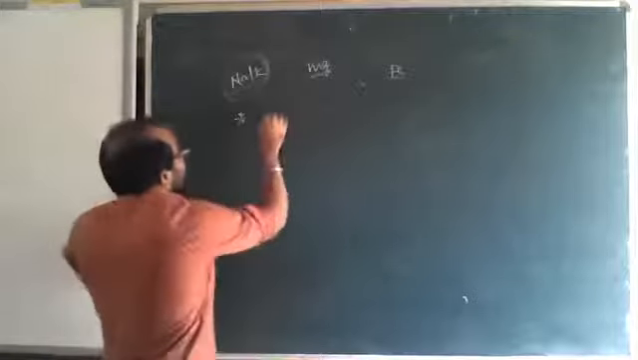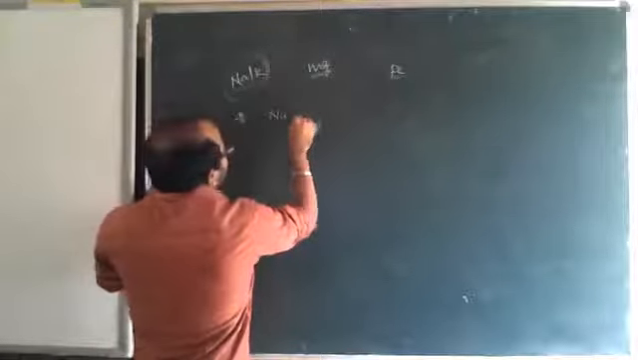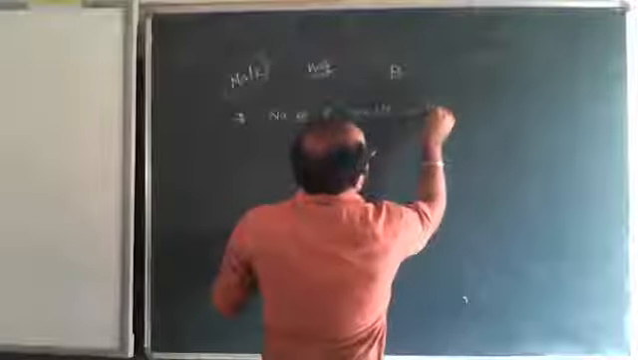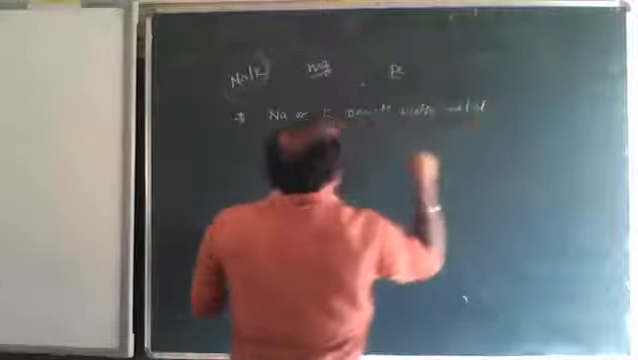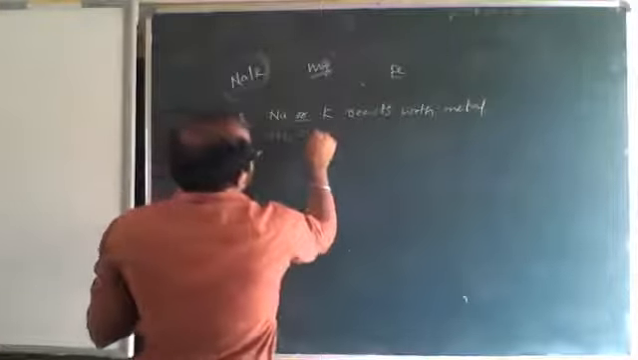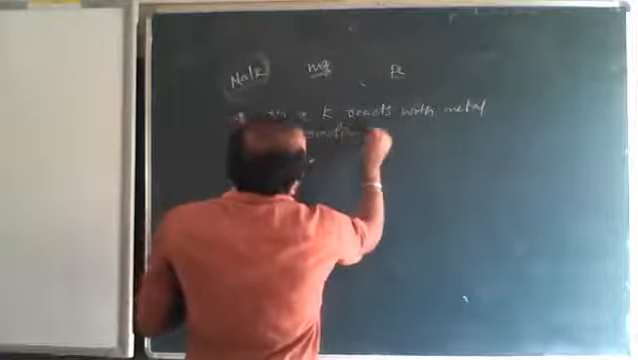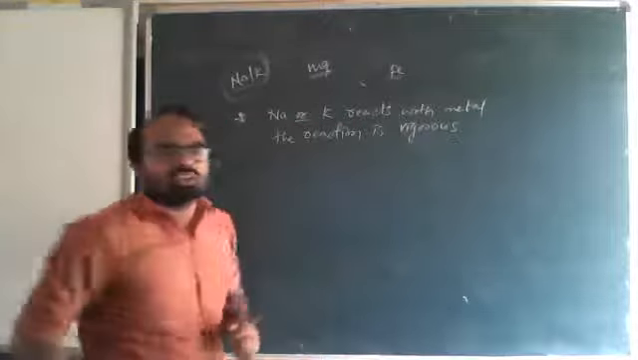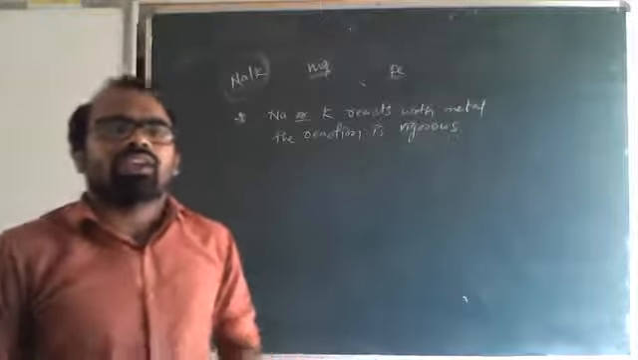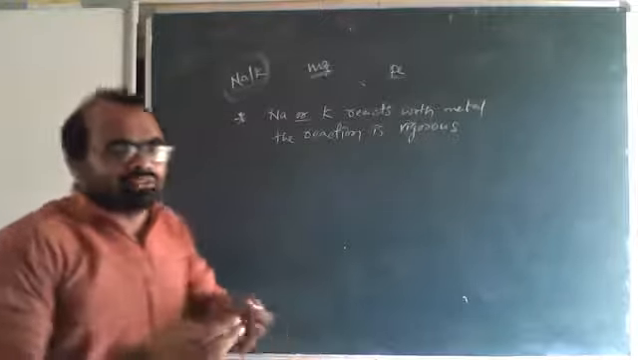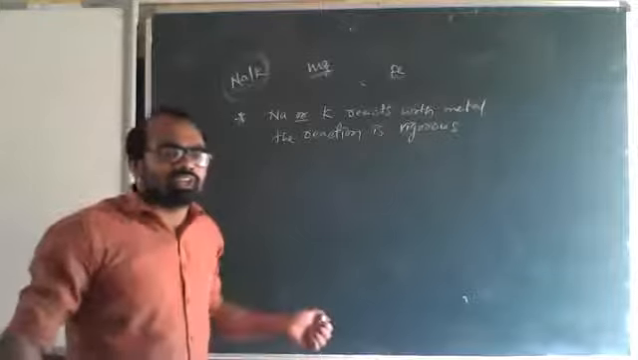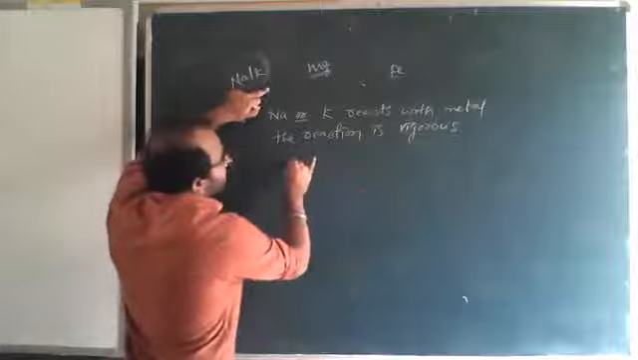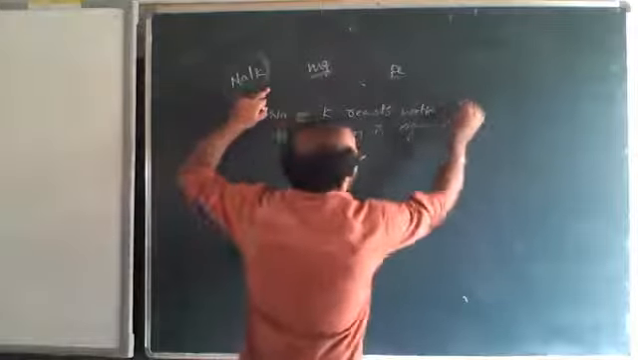So when Na or K reacts with acid, the reaction is vigorous. What it means is the reaction takes place very fast. So how does it happen? Let us take Na or K reacting with acid, sorry, not metal.